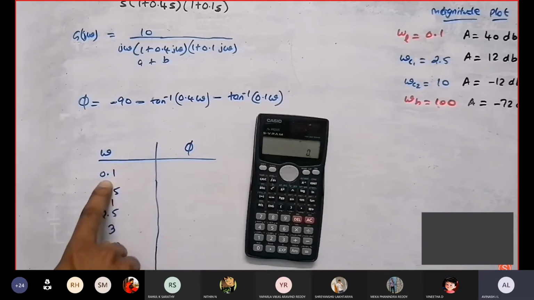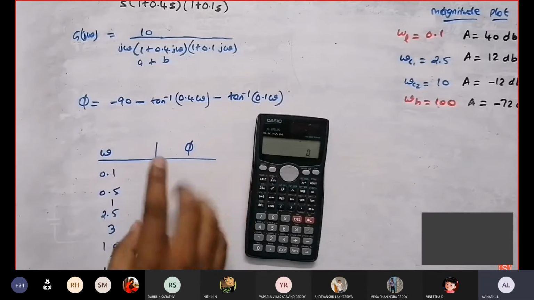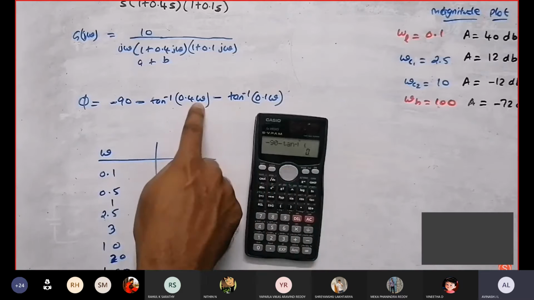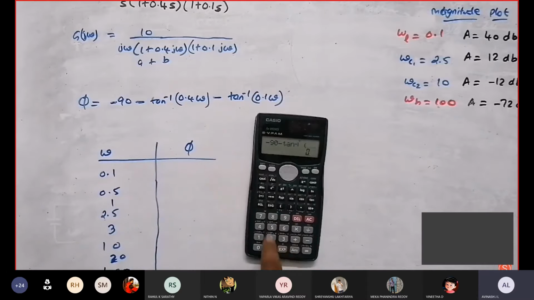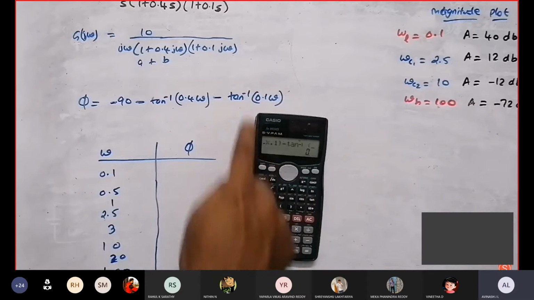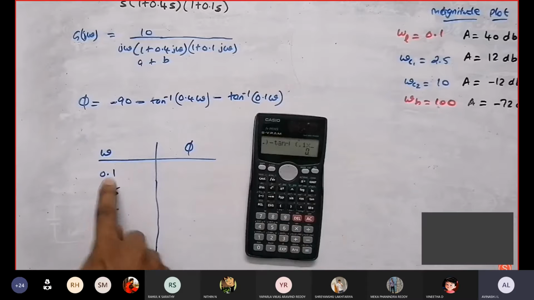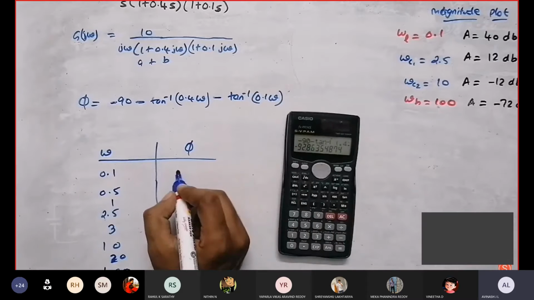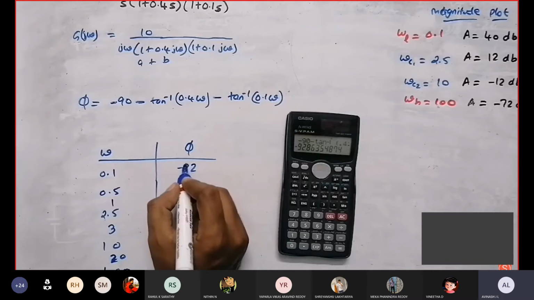I will show you how to find the angle for 0.1; the remaining we need to find. So for 0.1, that is minus 90 minus tan inverse 0.4 into omega. Instead of omega, I write 0.1. Then minus tan inverse 0.1 into omega, again instead of omega, I take 0.1. Then I will get the answer as minus 92.86. That is approximately, I can take it as minus 92 itself.